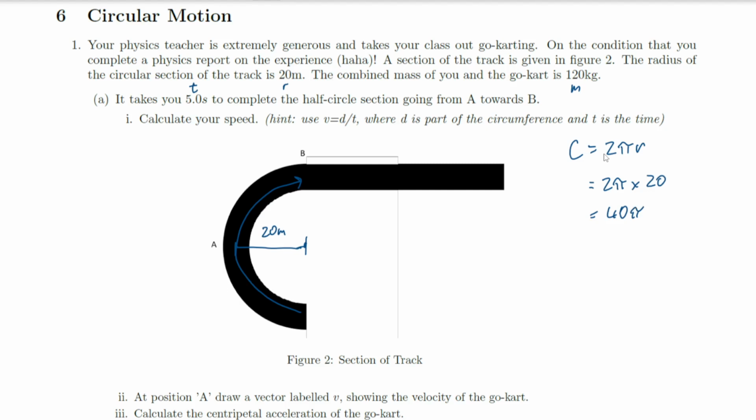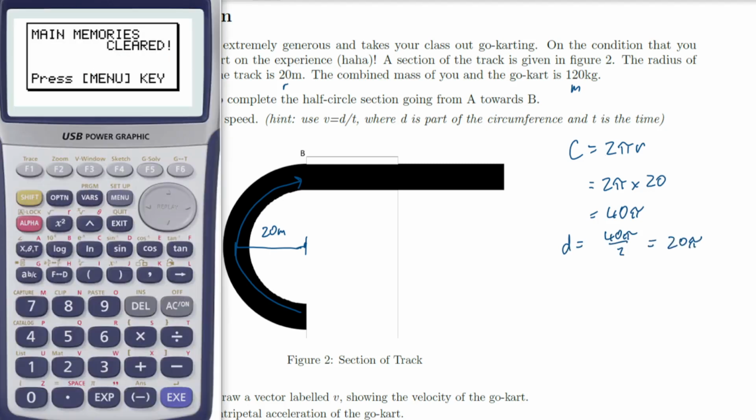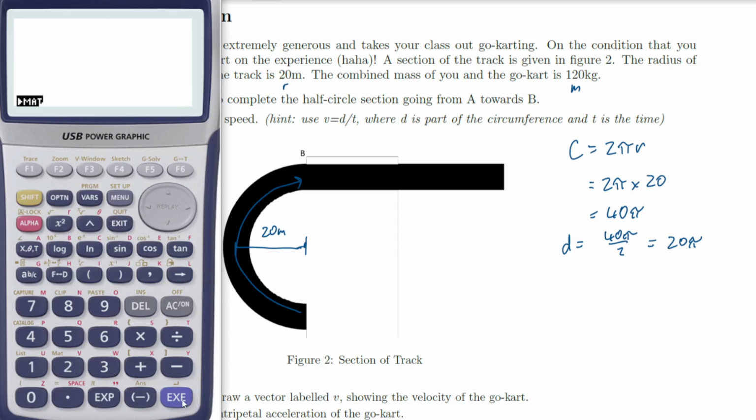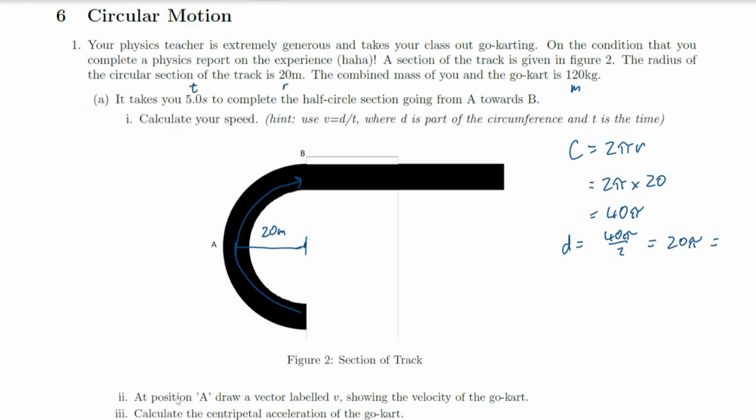And now that is the full circumference, but since we're just covering a distance of a half circle, our distance would be half of the full circle, giving us 20 pi. And we can, of course, evaluate that on our calculator. 20 shift pi, 62.83 meters.